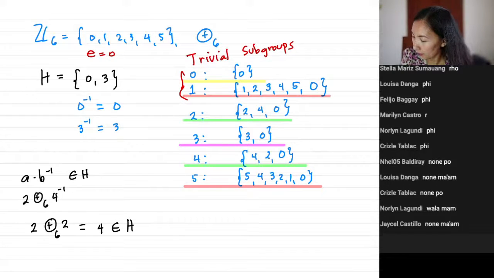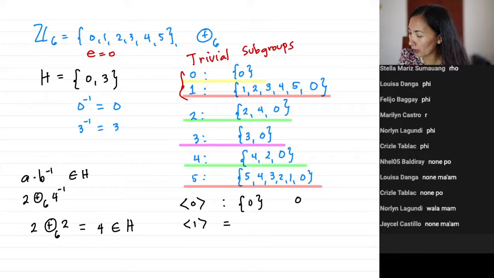Ito has, okay, generates 0. Now, I'm using the word generate na. So, to give you an idea of a generator of a group. Okay? The order of 1, so if I ask you now, what is the order of 0? What is the order of 0? 1.